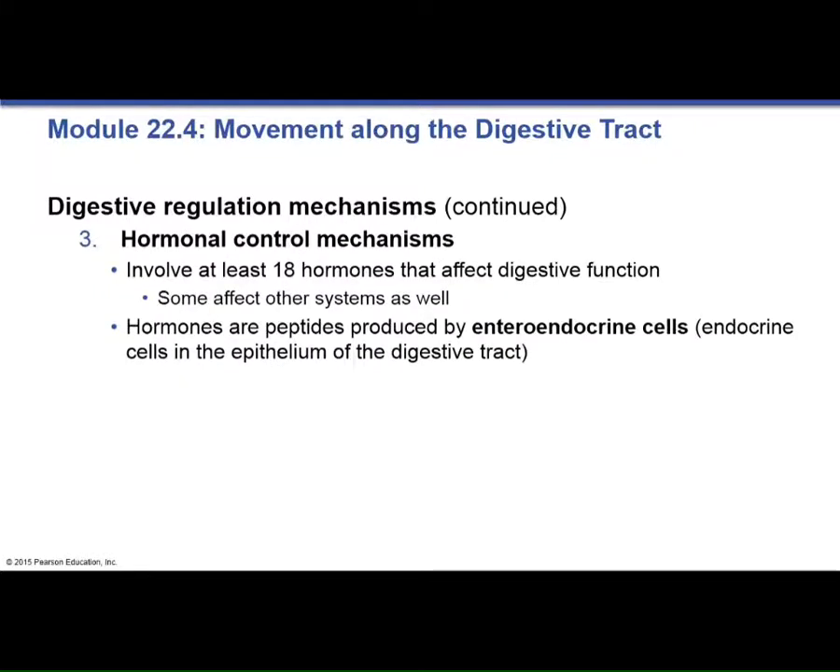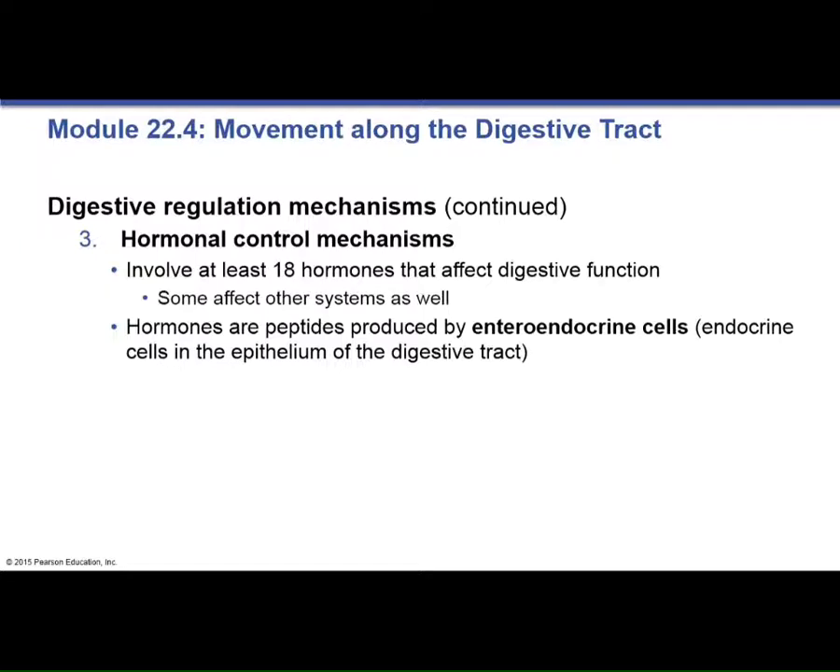And then finally, there is a whole bunch of hormones that are affecting digestive function. We'll talk about some of them. And honestly, this is still an extremely hot area of research, as scientists are trying to figure out what the hormonal signals of digestion are. So this number is increasing all the time, and we're finding that this is a very complex interaction of hormones along with your nervous system and along with local regulation.